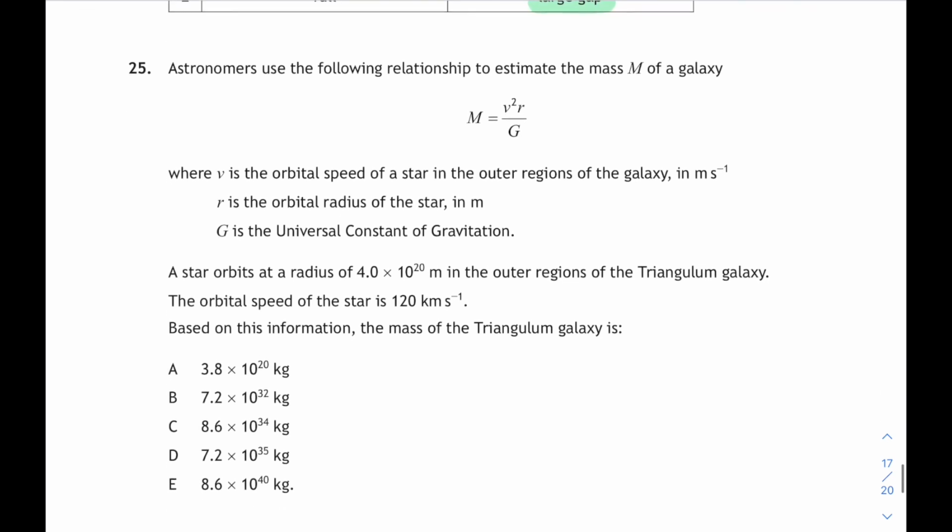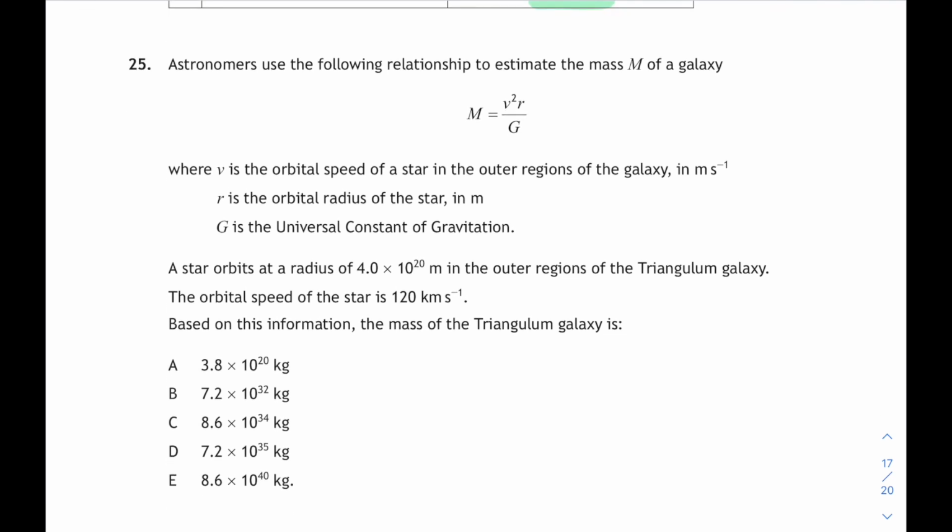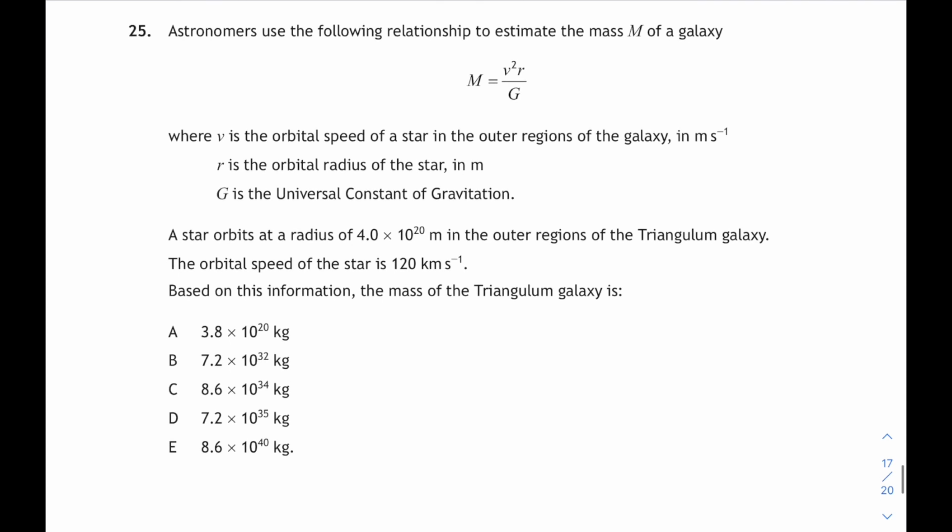And the last question, question 25, is an unknown, unfamiliar relationship. And in this type of question, all you have to do is pop the numbers into the relationship and we have to work out the mass of the Triangulum galaxy. So what are we told? A star orbits at a radius of 4 times 10 to the 20. The orbital speed is 120 kilometers per second, and we have to work out the mass of the galaxy. So m equals v squared r over G.